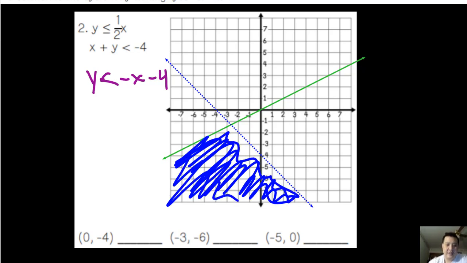So it says, is 0, -4 going to be part of the solution set, which is right here. Notice how it's on the dotted line, though. And remember, if it's on the dotted line, we don't include that. So it's not going to be part of our solution set. Here, it says -3, -6. -3, -6, that's right here. So that is going to be part of our solution set. -5, 0, excuse me, -5, 0 is going to be right there. So that is not part of our solution set. It's not part of the shaded region.